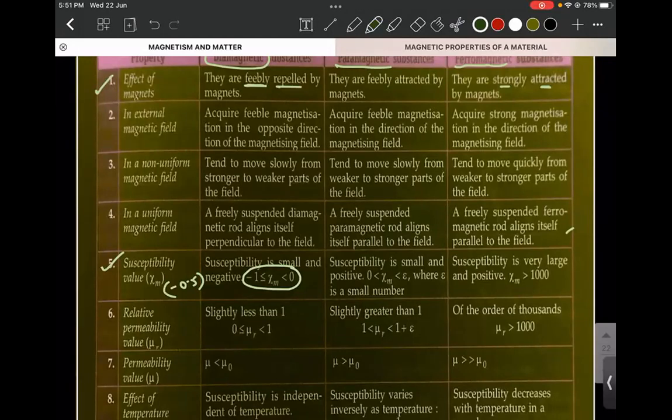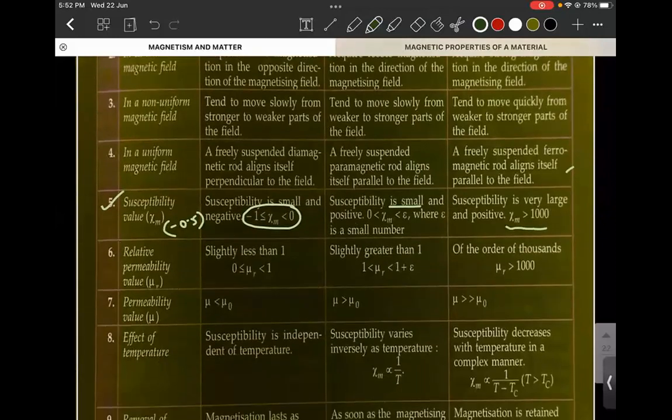Suppose the susceptibility is positive and it is a small value, then it will be a paramagnetic substance. Whereas if the susceptibility is greater than 1000, that is a ferromagnetic substance; even in the presence of a weaker magnetic field, it will be able to acquire more magnetism. Ferromagnetic substances will always be ready to acquire magnetism, whereas a diamagnetic substance is never ready. That is why it has a negative susceptibility. Paramagnetic says, yeah, I'm okay, but only to a small extent.